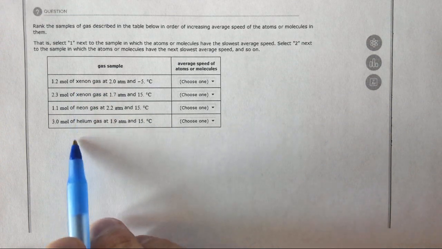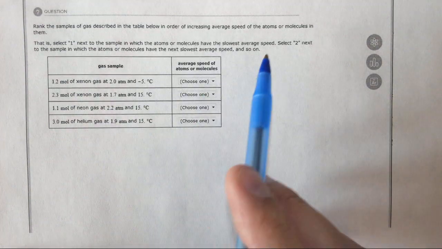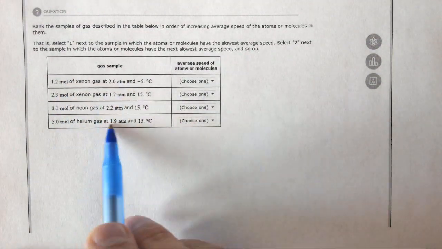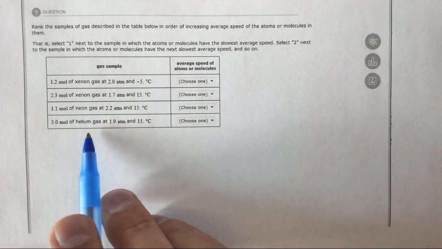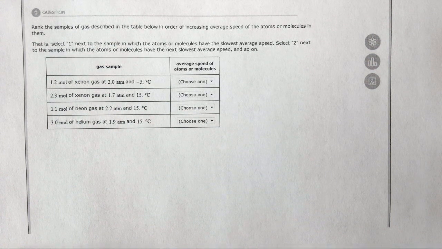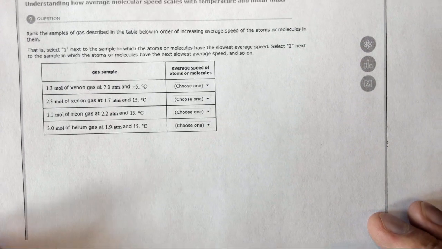We have xenon, neon, and helium. So molar mass is another factor that affects average speed or average kinetic energy. Note that the number of moles of the gas and the pressure of the gas have no effect, so we can ignore those, but we do need to consider the size. So at the same temperature, larger molecules are moving slower. Smaller molecules are moving on average faster.